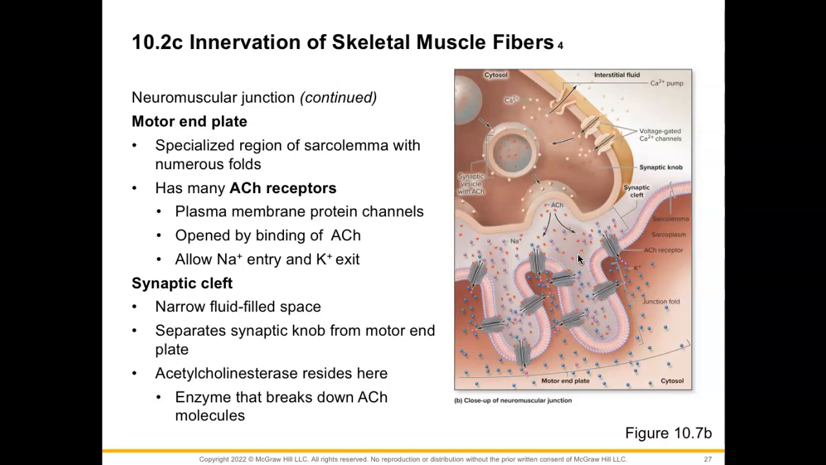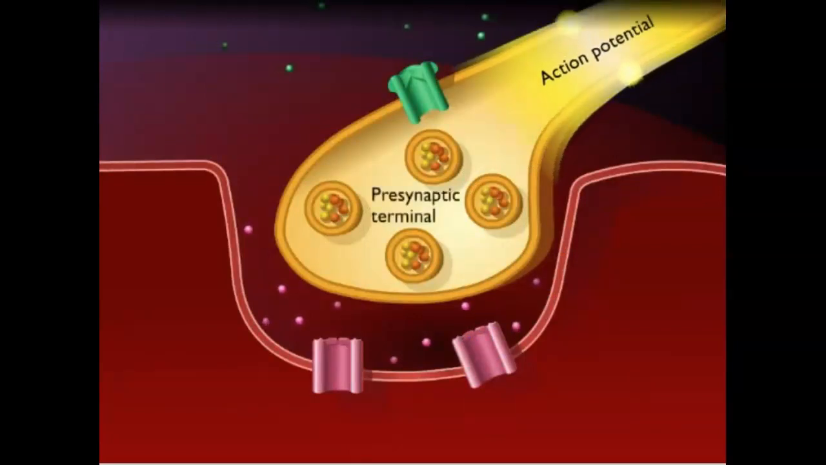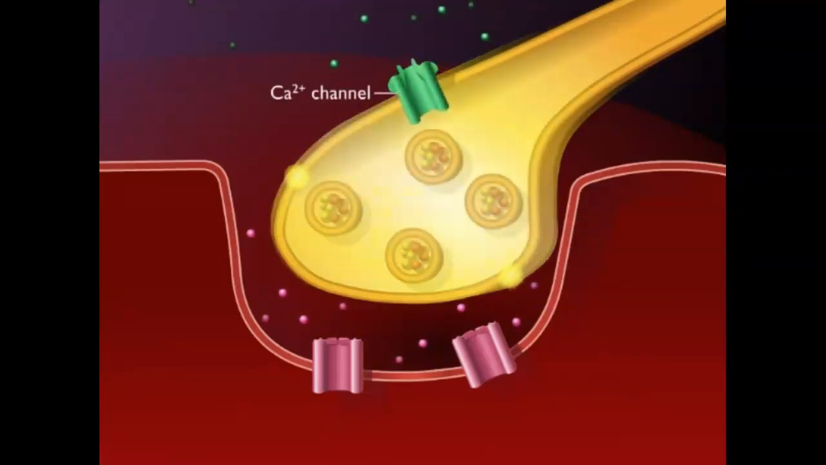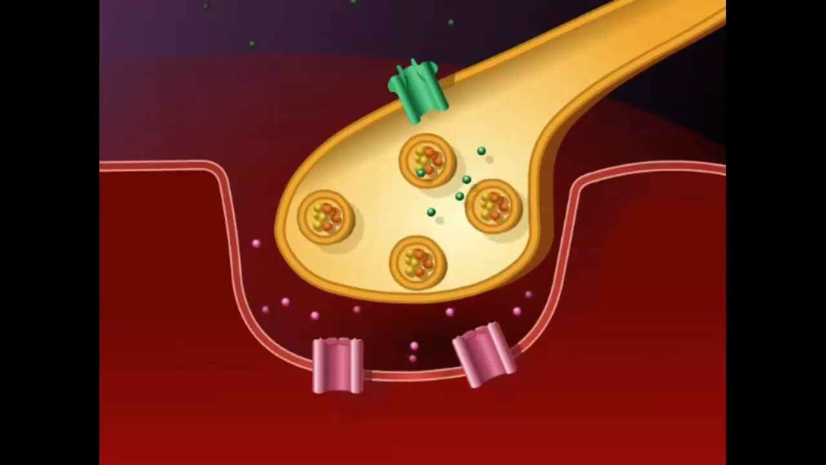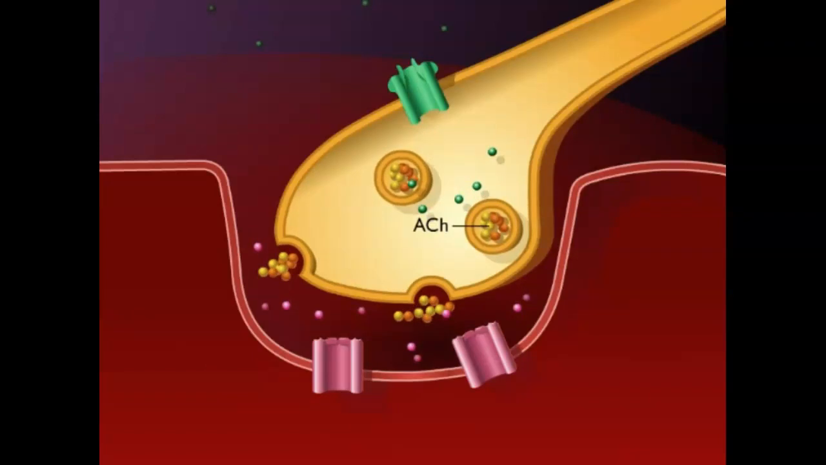Now let's take a look at an animation of all of this taking place. An action potential arrives at the presynaptic terminal, causing voltage-gated calcium ion channels to open, increasing the calcium ion permeability of the presynaptic terminal cell membrane. Calcium ions enter the presynaptic terminal and cause vesicles to release their neurotransmitter acetylcholine from the synaptic vesicles into the synaptic cleft.